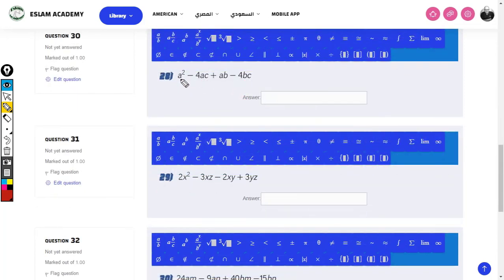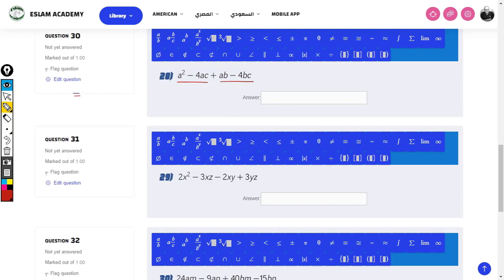In this problem, we have a power 2 minus 4ac plus ab minus 4bc. We need to use distributive property or the greatest common factor to factorize. There is no common factor in the 4 terms, so we just divide it into groups, each group that has 2 terms. So we can say the first group is a power 2 minus 4ac because we have a as a common factor. Second group, we have ab minus 4bc because we have b as a common factor.